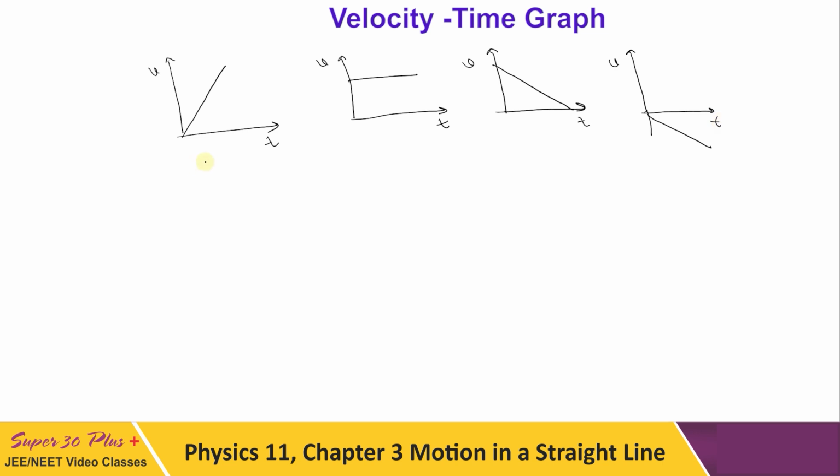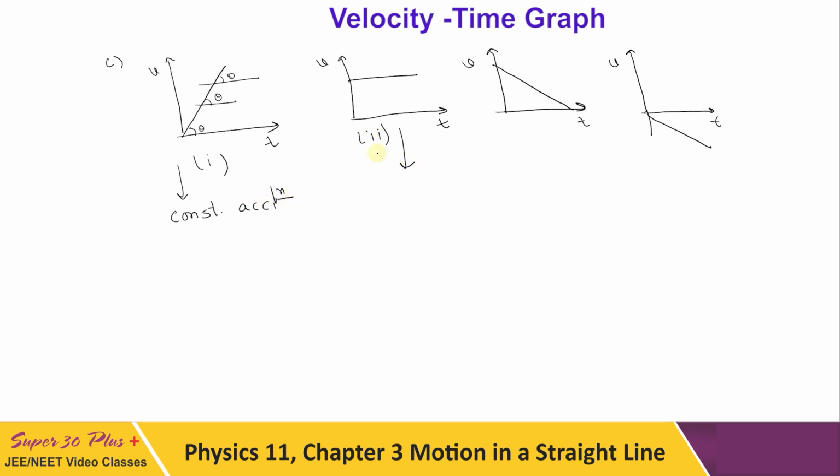The first graph is where velocity is increasing linearly with time. So acceleration, as you can see, for the whole graph is constant. The slope is constant. Whatever the value of theta here, it will be the same here. So if slope is constant, of course acceleration will also be constant. So this graph depicts constant acceleration.